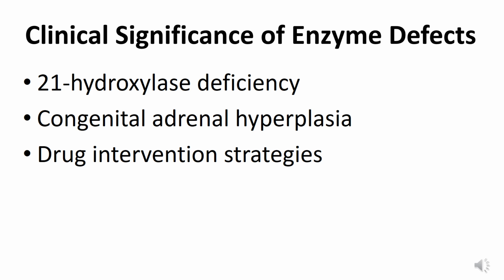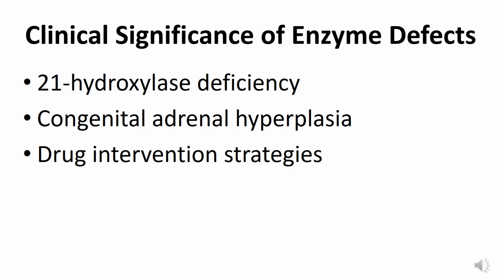Symptoms can vary depending on the severity of the enzyme defect. Some forms appear shortly after birth. Others may not become noticeable until later in childhood or adolescence. Doctors diagnose congenital adrenal hyperplasia using hormone tests and genetic screening. Early diagnosis is very important for proper treatment and long-term health.